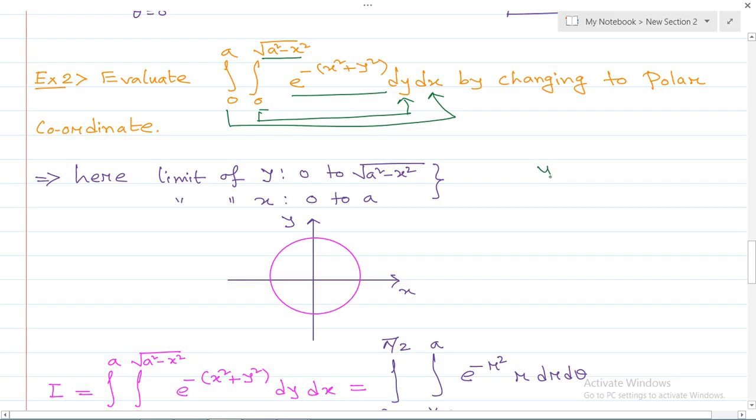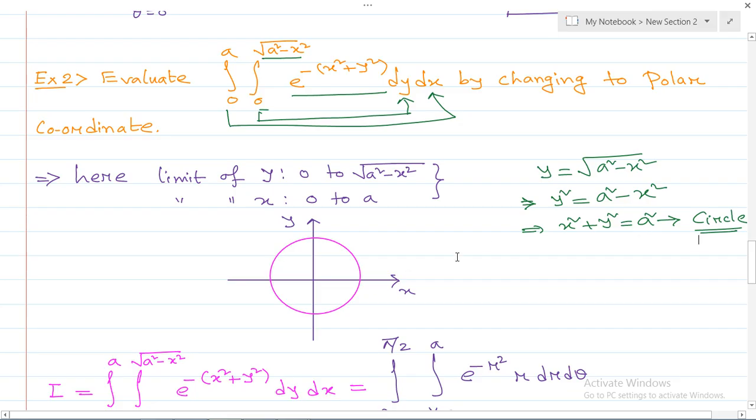So now y equals root over a square minus x square. Basically it comes from y square equal to a square minus x square. So actually it is x square plus y square equal to a square. So what does this represent? It represents a circle, right? So we have a circle centered at 0 having radius a.